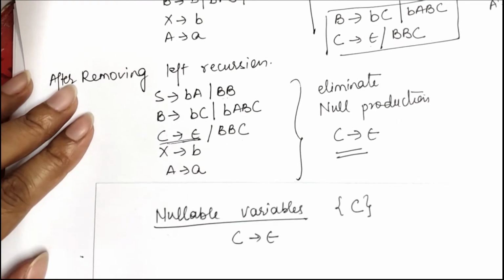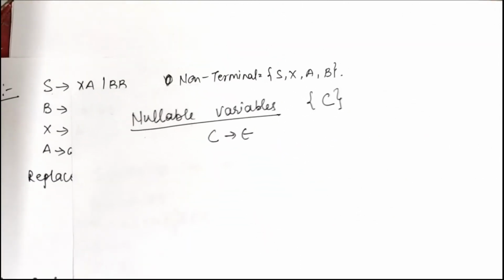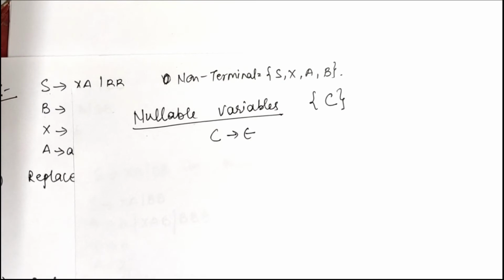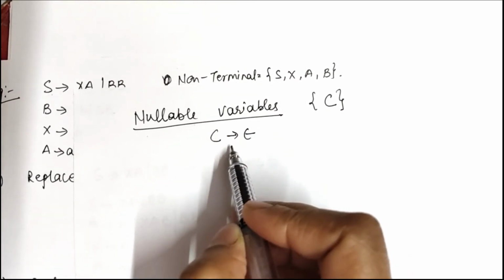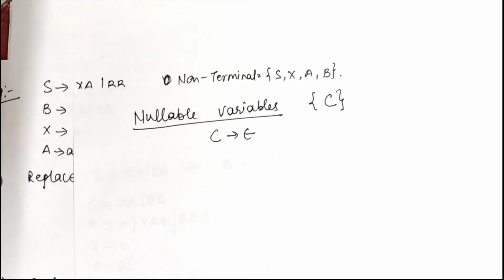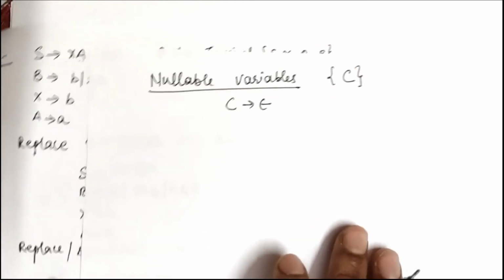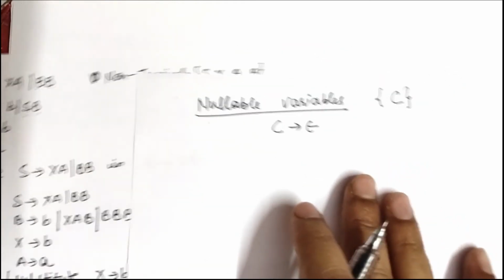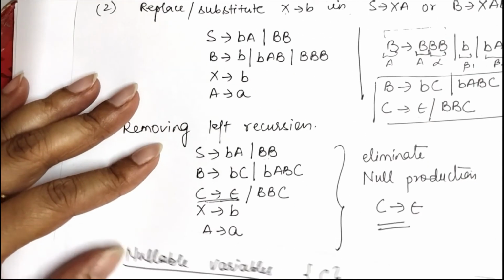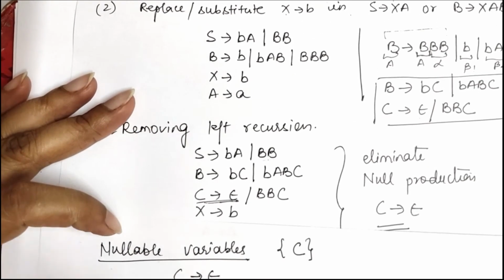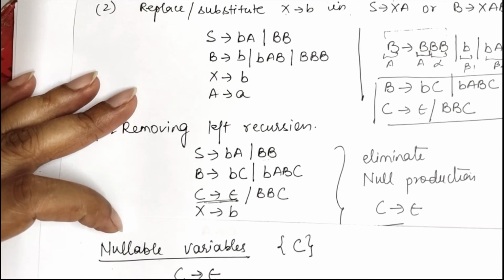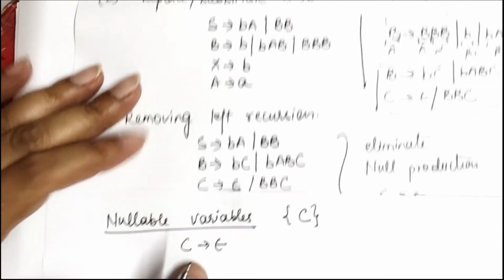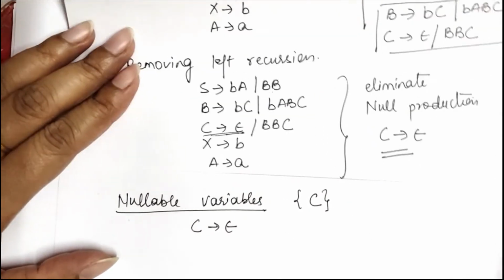Now the second step for the elimination of null production is that we have to observe this nullable variable. Wherever it is encountered in the grammar, we have to rewrite that grammar with that nullable variable or without it. So how can we do it? See the grammar here. We have to eliminate this null production with the help of this nullable variable, that is C derives epsilon.